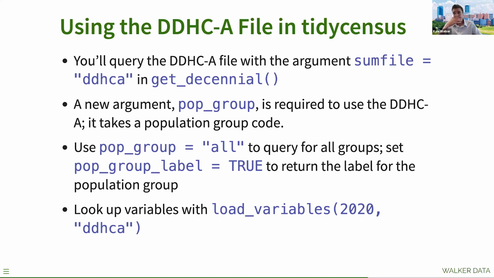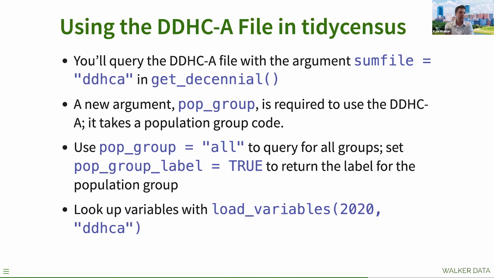So how do you use the DDHC-A file in tidycensus? You'll use file equals DDHC-A in get_decennial. That's what you'll do. And there are some new arguments in get_decennial that correspond specifically to the DDHC-A that you won't use for other data sets. The pop_group argument is required, and it takes a population group code. You can't get total population for the entirety of the population from the DDHC-A. You have to go to other data sets for that. That's not found in the DDHC-A. You can only get it for specific subgroups. You can specify pop_group equals all to query for every available group in a given place. And the argument pop_group_label equals TRUE will then return the corresponding label for that population group.